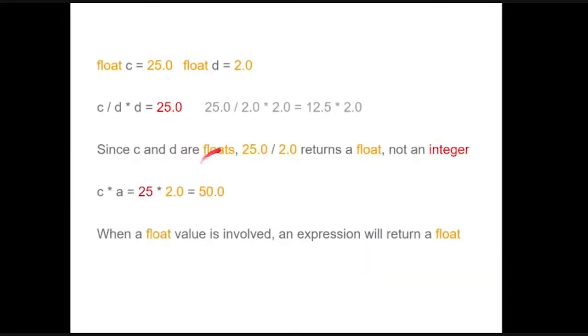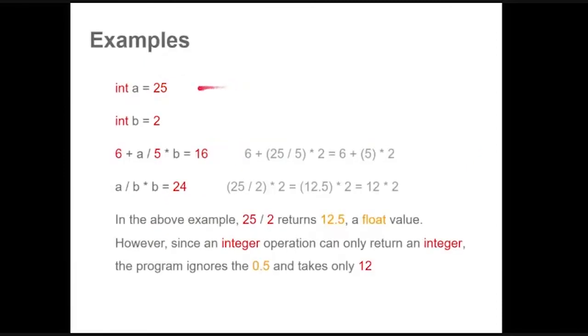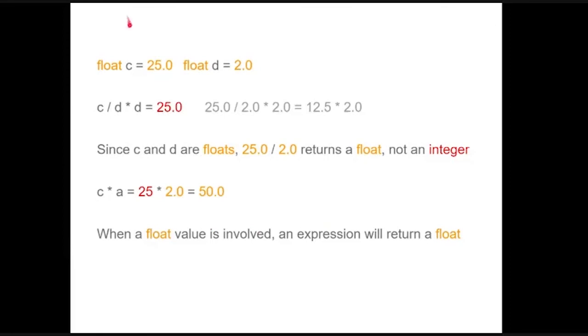The same thing done with floats would give me the usual answer. C divided by d into d, where C is 25.0 and D is 2.0. Like before, A was 25 and B was 2. Now C is 25.0 and D is 2.0. So now, if I calculate the same expression C divided by D into D, it will return 25.0 instead of 24. Why? Because this time 25.0 divided by 2.0 can give me 12.5. The program will not force the answer to be an integer.